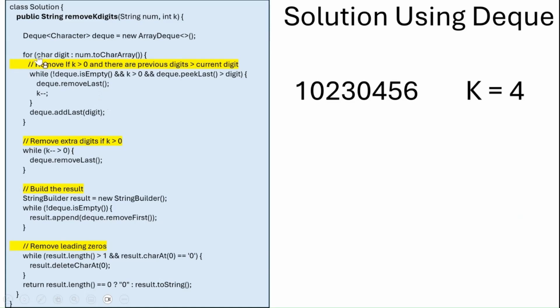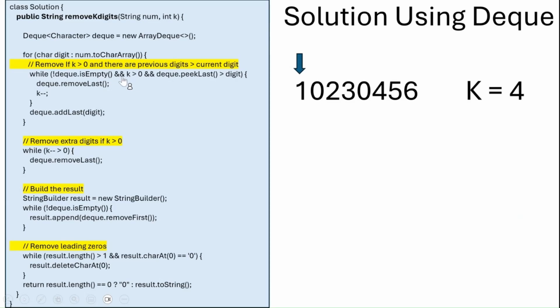So in this for loop, you can see we are passing the input string one by one. It is a string, so we are passing one character by character. And here there is a while loop. What this while loop is doing, it is checking, do we have any previous visited digits, whether there are any digits visited in a Deque.